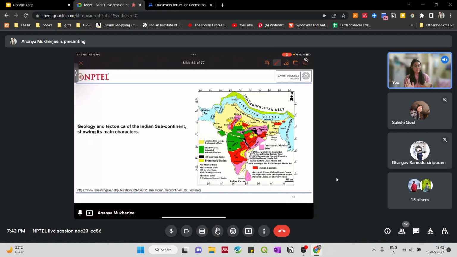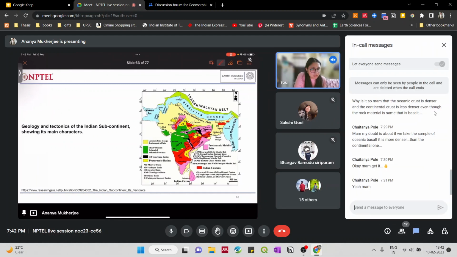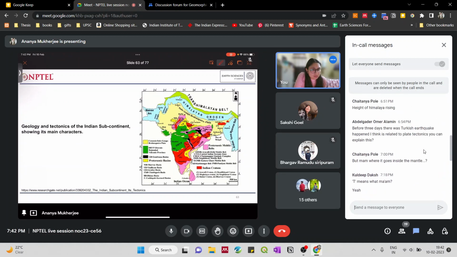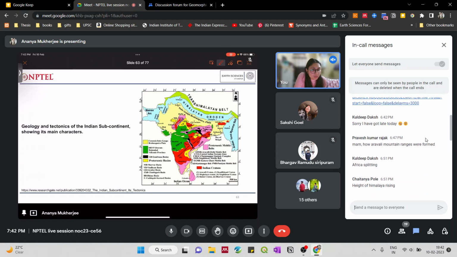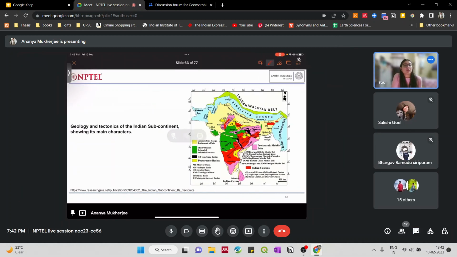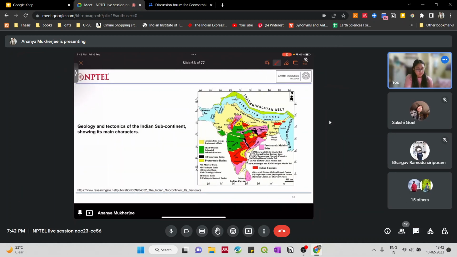Now somebody asked me about how the Aravalli mountain ranges were formed. Okay, the Aravalli mountain ranges are actually situated over here. Okay, now the Aravalli mountain ranges is not a plate boundary.